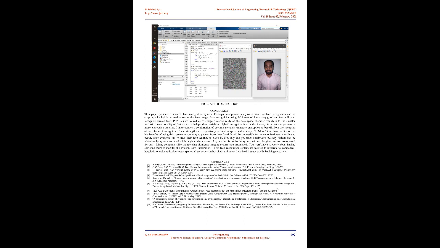Automated system. Many companies like the fact that biometric imaging systems are automated. You won't have to worry about having someone there to monitor the system. Easy integration. This face recognition system is secure and easy to integrate into companies and hospitals to let authorized users and patients get access in hospitals and know their health status, and in the banking sector, etc.